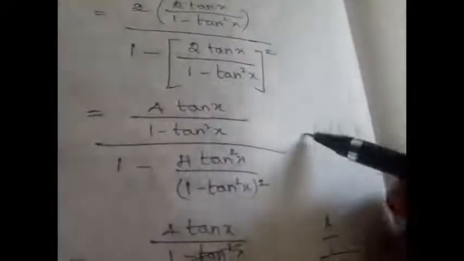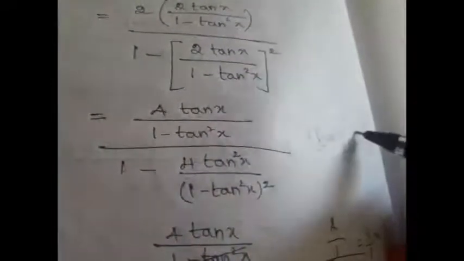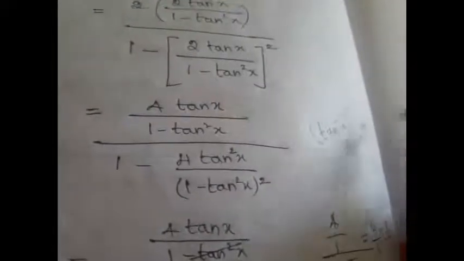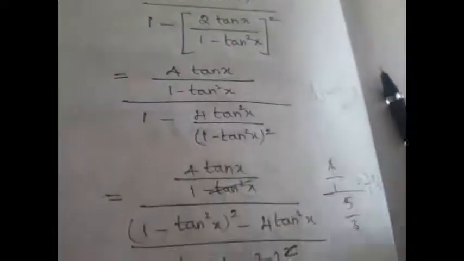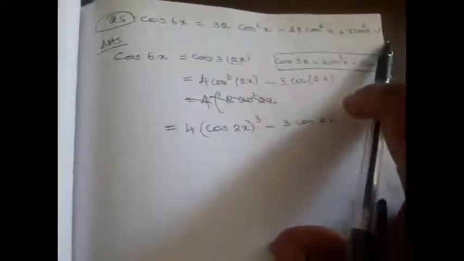So if I write this whole square, which means this is power 4. Okay, so remember all those simple things and then you can do it on your own. Now let us solve the last question. Cos 6x equal to 32 cos power 6x minus 48 cos power 4x plus 18 cos square x minus 1.